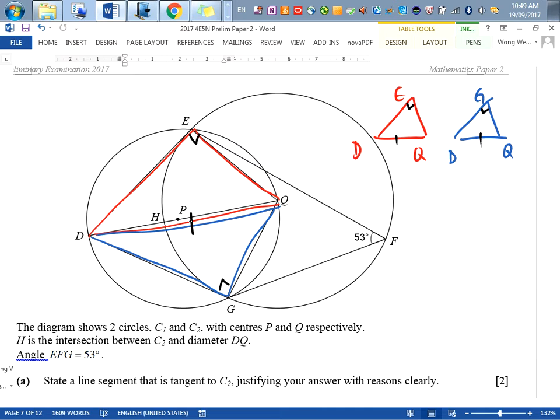Yuling, do you get this question correct? Huh? Yes. Yushen, do you get this question correct? Congruency.